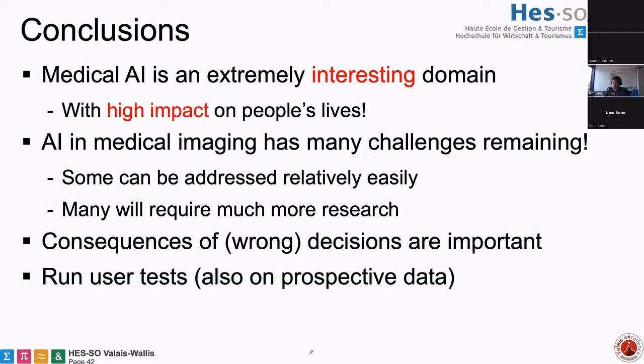Some, like data accessibility, I think have gotten easier to address, but many of them, like continuous learning, I think need a lot more research. And we need to look into the consequences of wrong decisions. That's also why we really need to look into how to integrate. Areas like interpretability and explainability are very important, and also running user tests, which is expensive. It's not that easy to publish, but I think it's important to actually show that many of the things would generalize to future tasks as well.